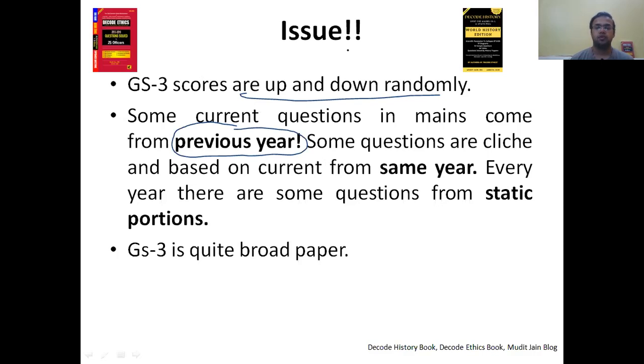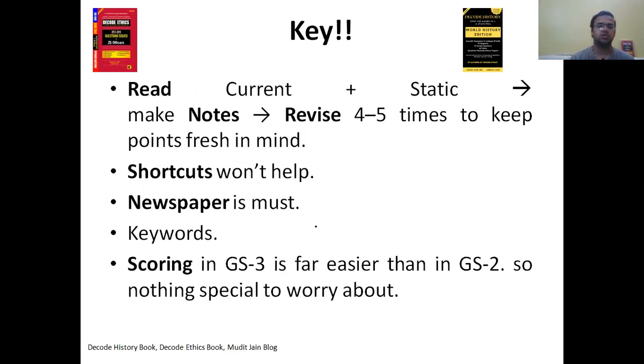So you not only have to read current affairs, but you have to read them for 15 to 18 months. You have to make notes and you have to revise those notes again and again. Some questions are asked from the same year and some questions are static. So it is a very broad paper, but it is much easier to score than GS2.